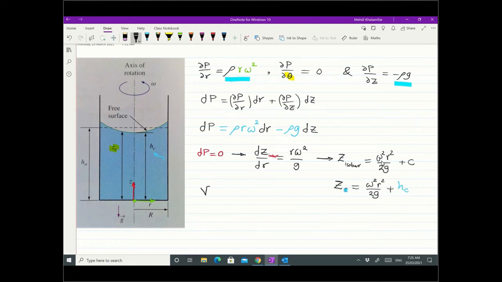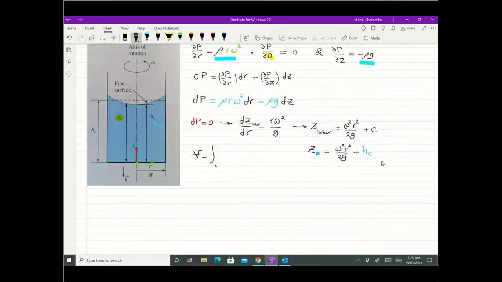So volume is going to be equal to the integration from 0 to maximum r, the maximum distance, which you can see here, of 2 pi r times height, which is zs, the height from the surface, because I want to find the whole volume, times dr. So this is going to be the volume of that geometry, the blue colored water, when we have a rotating liquid inside.